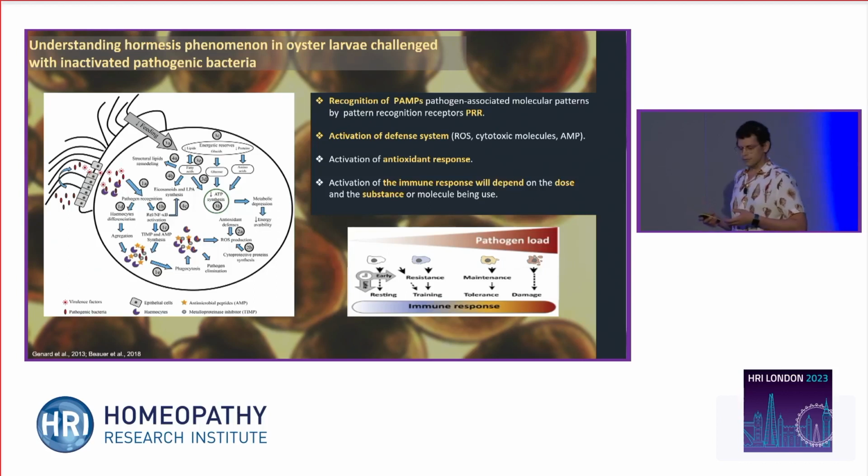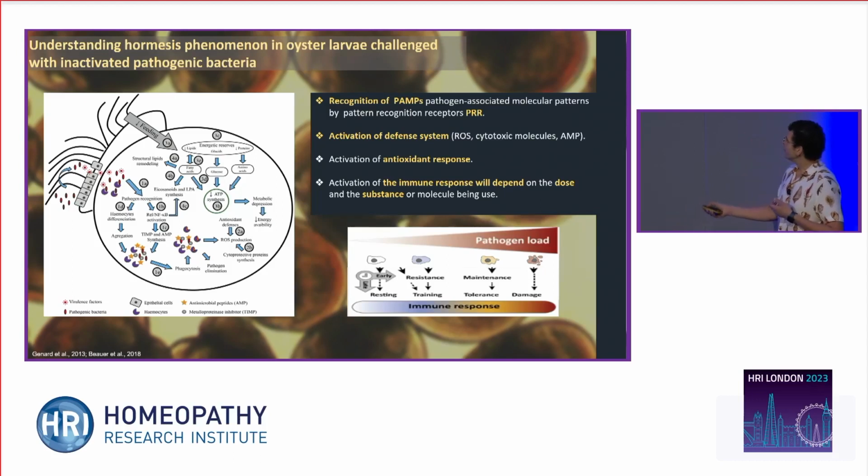This activation of the immune response will depend on the dose of the substance that is being used. So we have here an example of using, let's say, an endotoxin that can be found in pathogenic gram-negative bacteria, like polysaccharides. It doesn't matter that we don't have the bacteria; we have a component of the bacteria. The larvae can recognize that molecule as a potential danger for its health. So according to the concentration of this molecule, the response is going to be different.